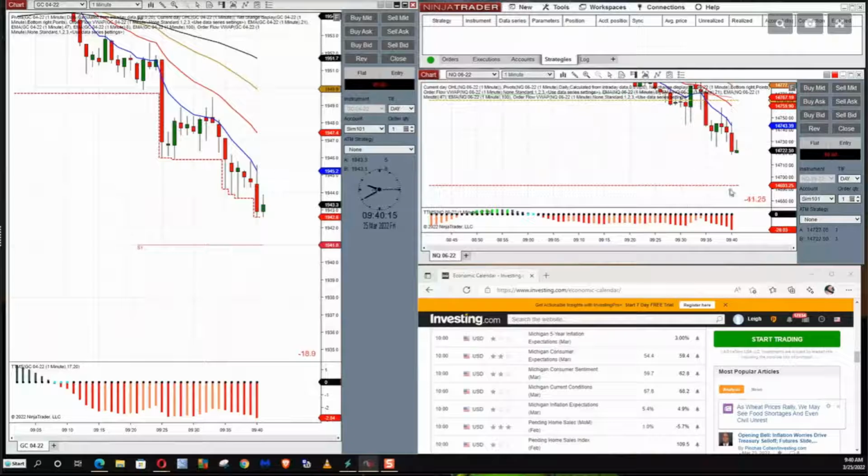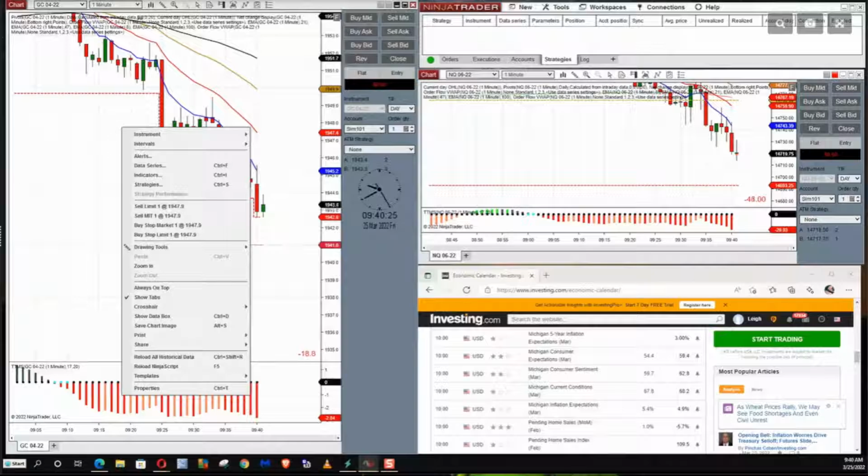Okay, so the NQ has not tested the low yet. All right, so here's the Michigan news this morning with pending home sales. And it has done this before, traded with pending home sales.